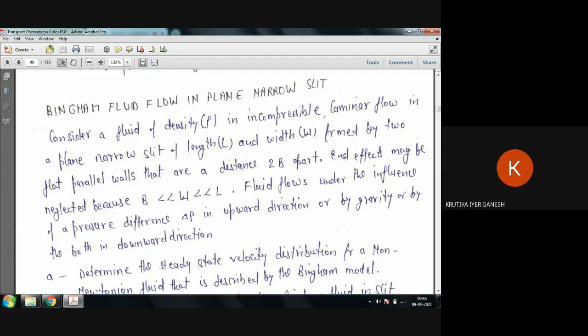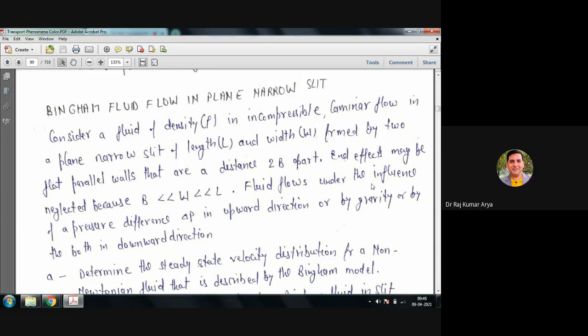I didn't do, sir. But I asked you people to do it a long time back. Yes, sir. And any other student? Have you done the question for narrow slit for Newtonian fluid? Yes, sir. Newtonian, yeah, that's what. That's why.